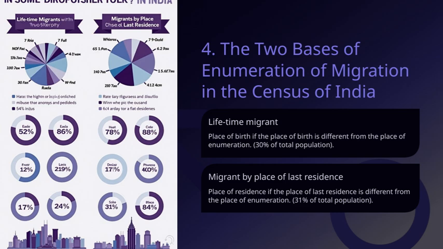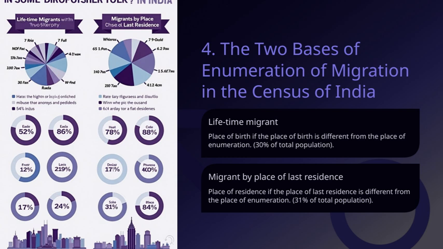Next, we consider migrants by their place of last residence. This helps us understand migration patterns more clearly, especially when people move from one region to another. Then we look at the place of birth. Again, if it's different from where the person is now enumerated, we record that as well. About 30% of the population falls into this category, indicating a high level of internal migration based on birthplaces.